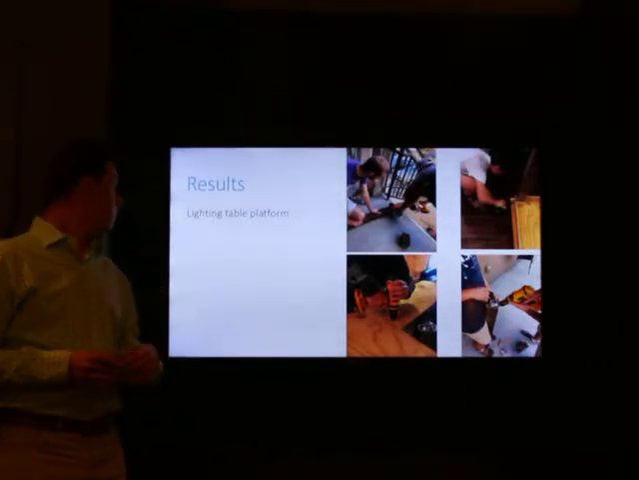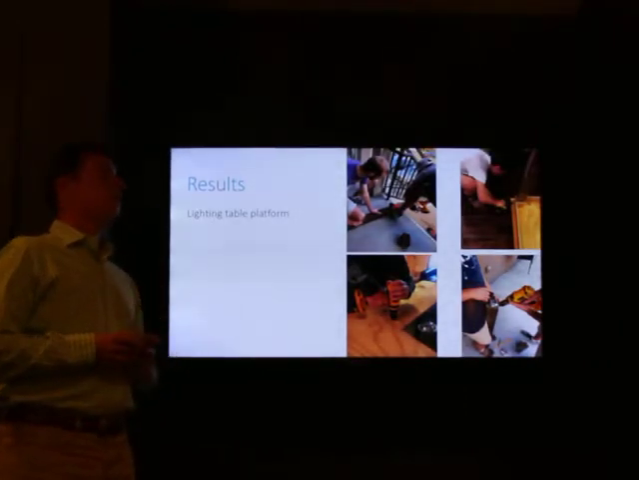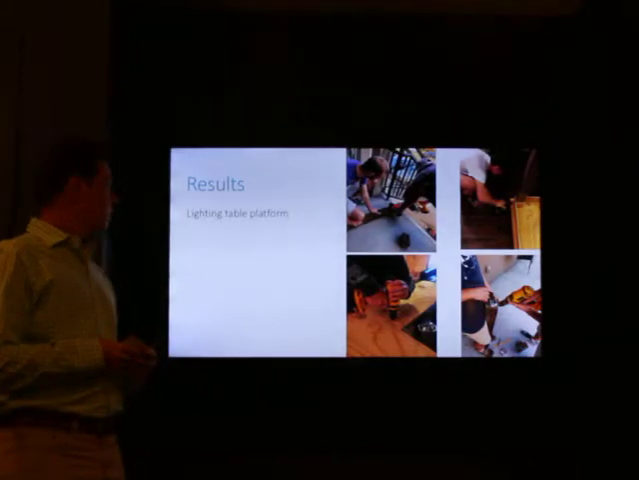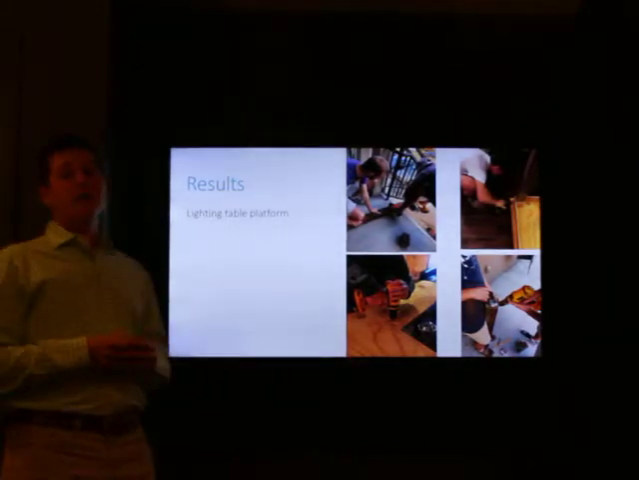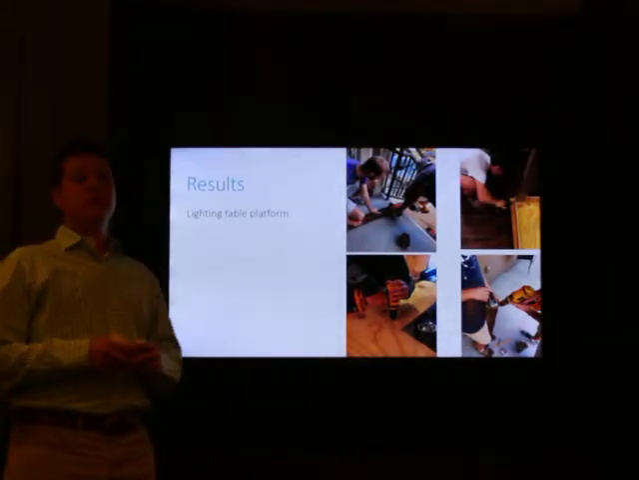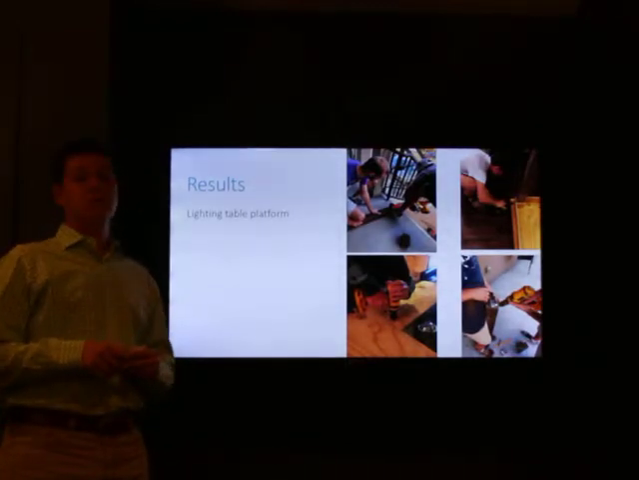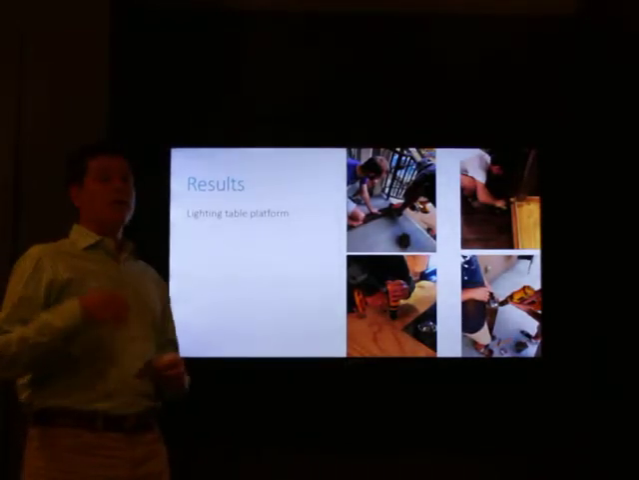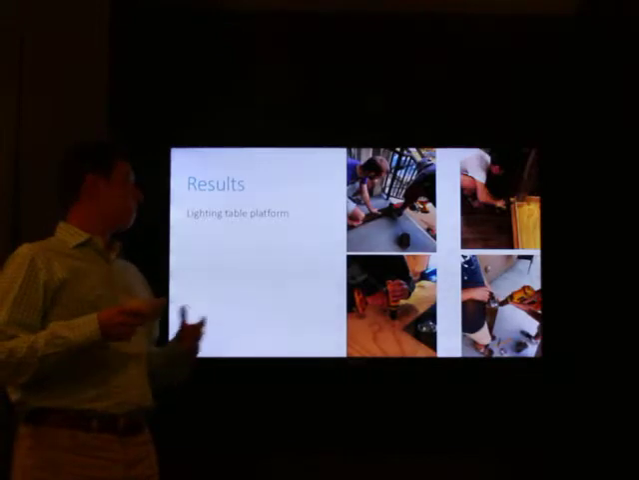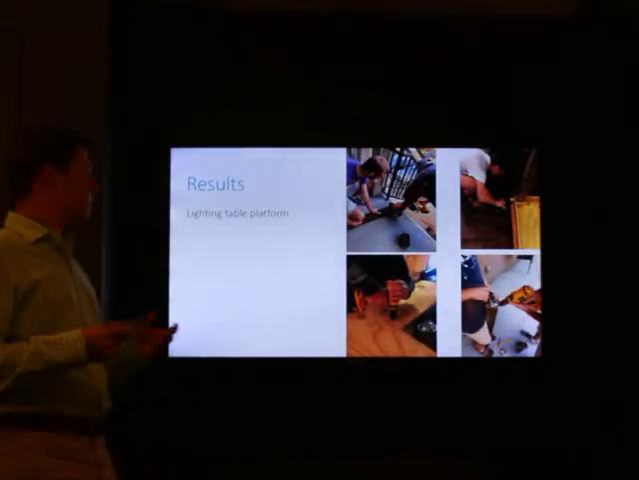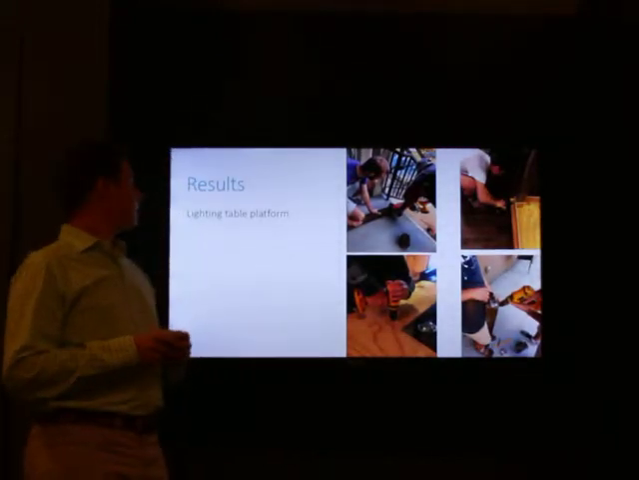So here we have some results, as Steven was saying. Our lighting table platform has already been assembled. We constructed the lighting table from scratch. We bought all the materials necessary to build this table from Lowe's, and we were able to come in under the budget that we allotted for. So that's always a good thing. So just a quick rundown of the table.